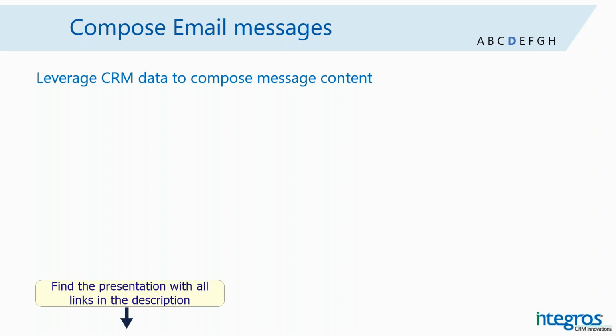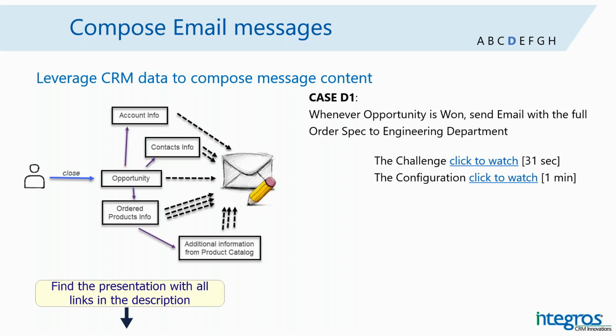And the first example is when a sales rep closes an opportunity, the information with full order specification is sent to the engineering department. This order specification may be quite complex because it contains information from a variety of sources about this particular order. It includes information about account contacts, about the opportunity itself, about what was ordered in which quantity, and also all information specific to the product, like part number, vendor, description, and so on.